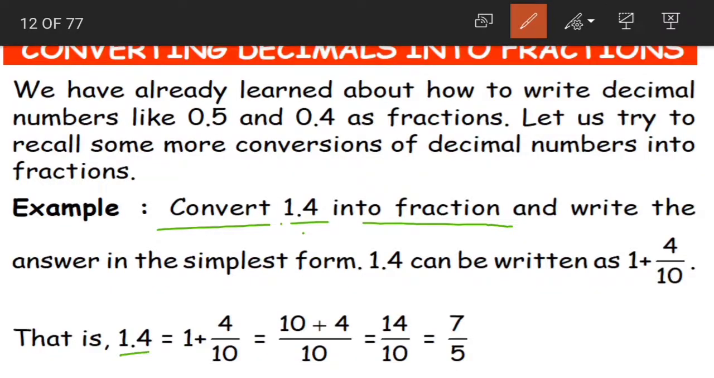What did we conclude here now? 1.4 is nothing but 1 plus 4 by 10. Now let us start with this again. 1 plus 4 divided by 10. The decimal part, that is 4 divided by, after 1, here we are having only one decimal place, so we are placing 1 0. Now how will we add this?